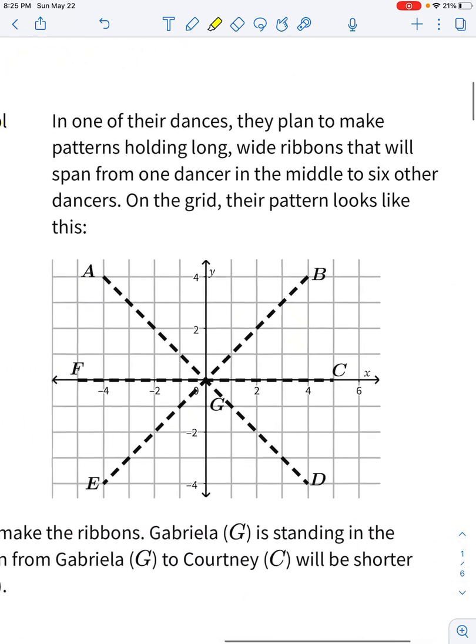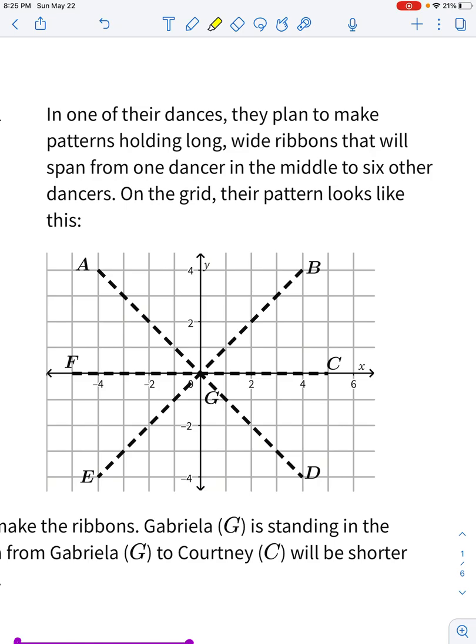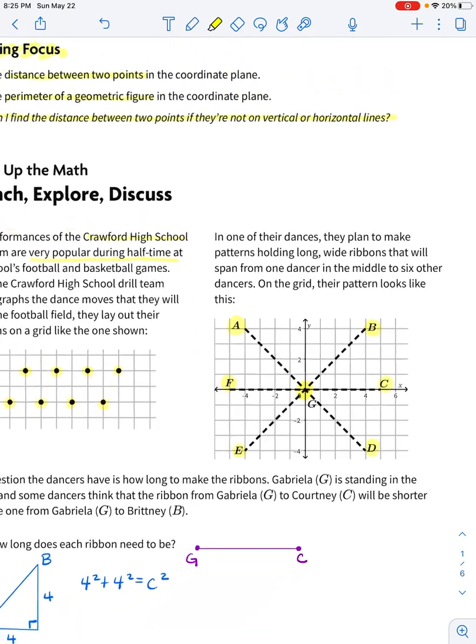But in one of their dances, they plan to make patterns holding long, wide ribbons that will span from one dancer in the middle, go ahead and highlight that one, to 6 other dancers. On the grid, their pattern looks like this. Okay, so the dotted lines that you see, that's the ribbon. There's one dancer in the middle, and then there's 1, 2, 3, 4, 5, 6. So again, folks, pause this, grab a highlighter, grab a pencil. The idea is that you're marking up your text, the packet that you have in class, along with me here.